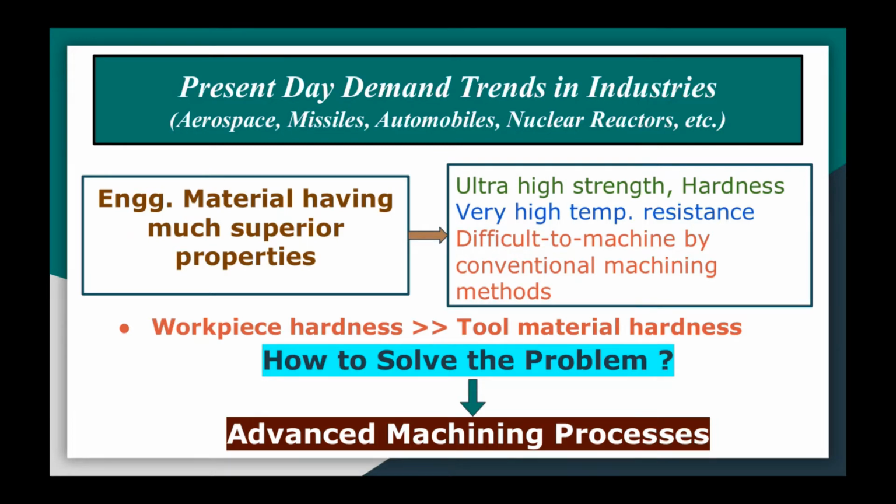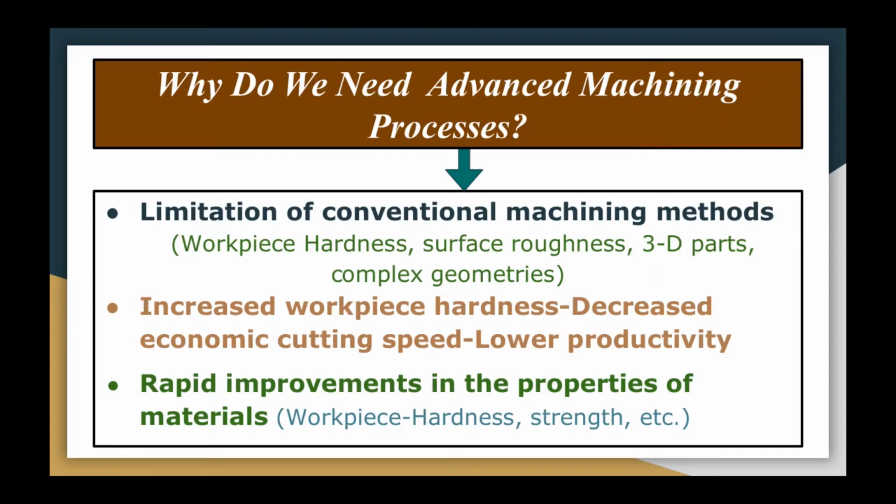Okay, now let us come to our topic. Why do we need advanced machining processes? There are various reasons why we need advanced manufacturing or advanced machining processes. So the question arises, why do we need them? The basic answer is that there are various limitations with conventional machining methods. Just like I have already mentioned, workpiece hardness should be lower than the tool hardness.